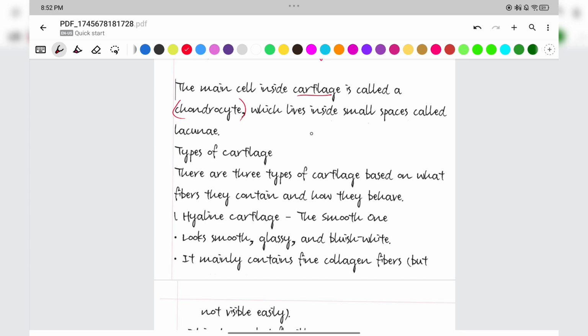For example, this is the cartilage. Just imagine, this is not the actual cartilage. Inside the cartilage, there are small spaces called the lacunae. These are known as the lacunae. Inside these live the chondrocytes.